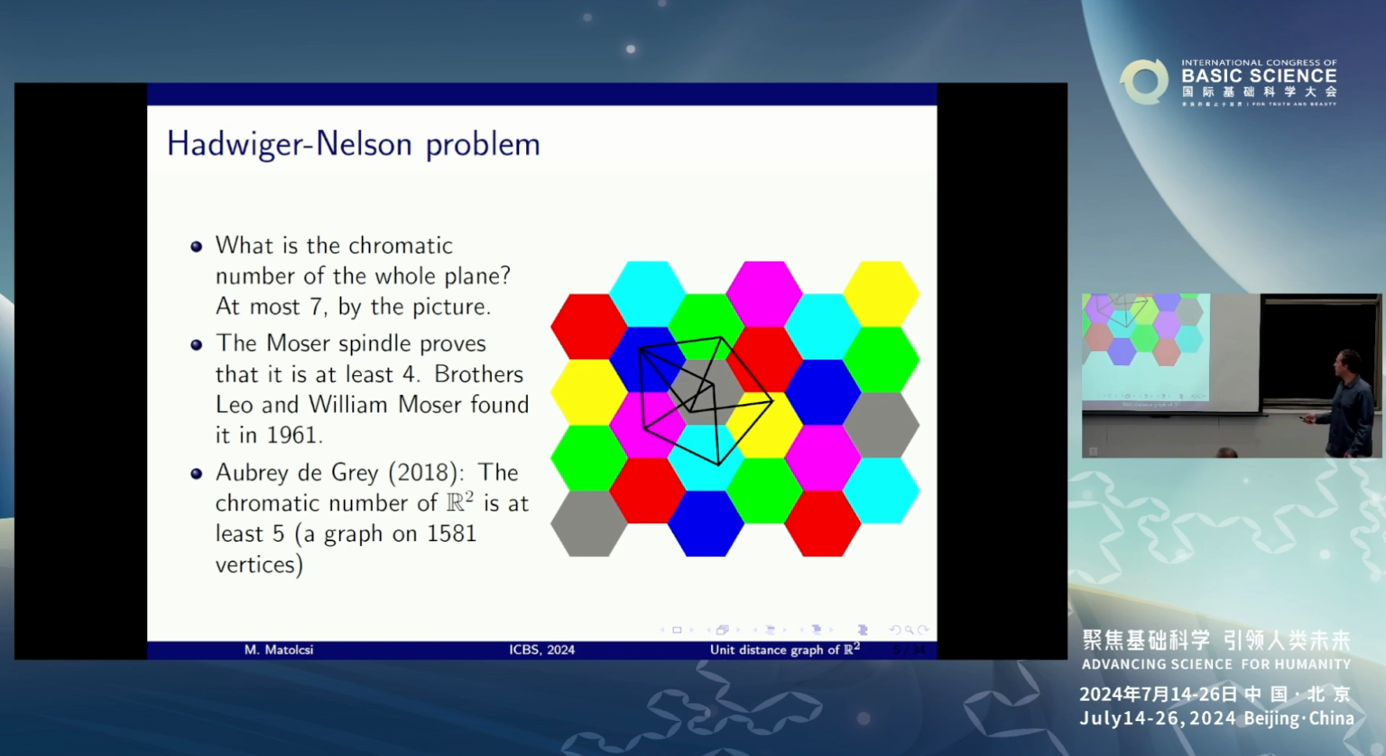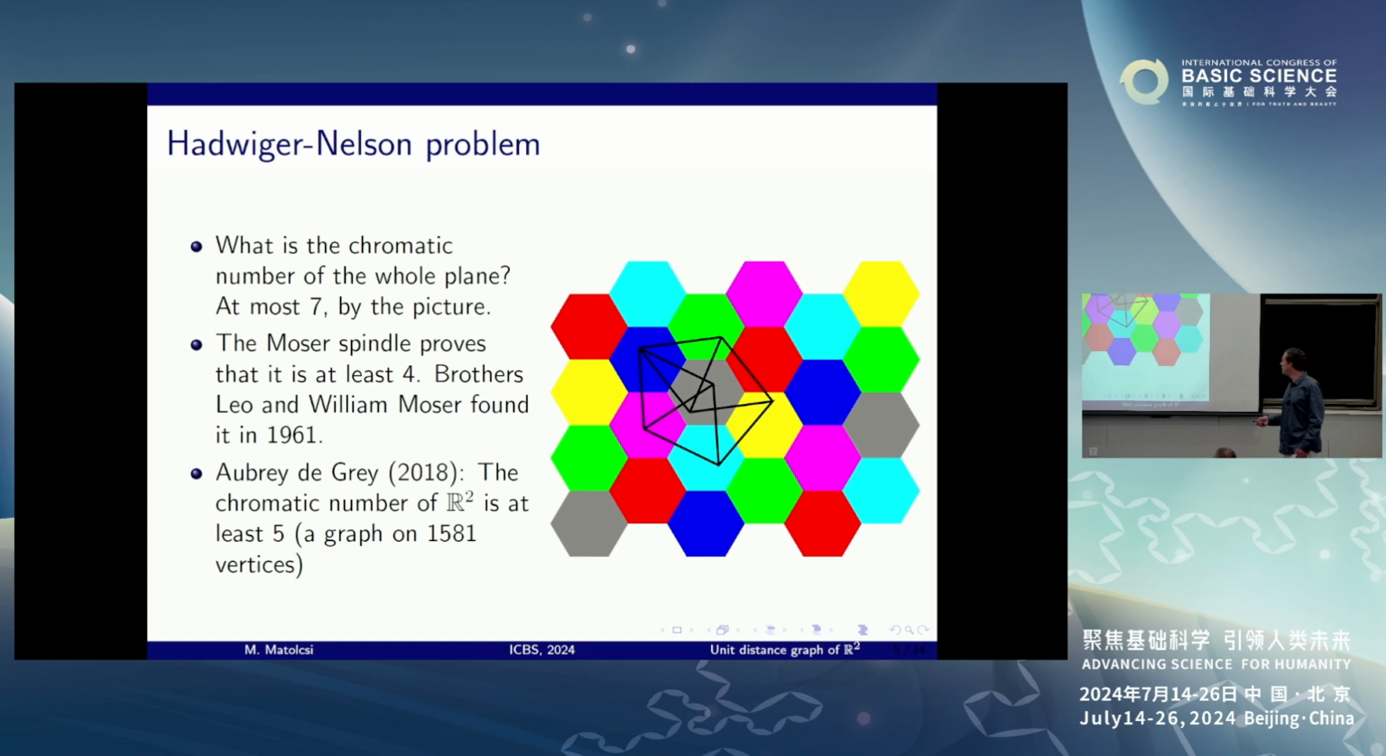Nobody knows, but there was a breakthrough about 5 or 6 years ago by Aubrey de Grey. He constructed a finite graph on 1581 vertices, which needs 5 colors. So that proves that at least 5 colors are needed. 7 is enough, so the answer has to be between 5 and 7. Still, we don't know what it is. People usually expect that 7 is the correct number.